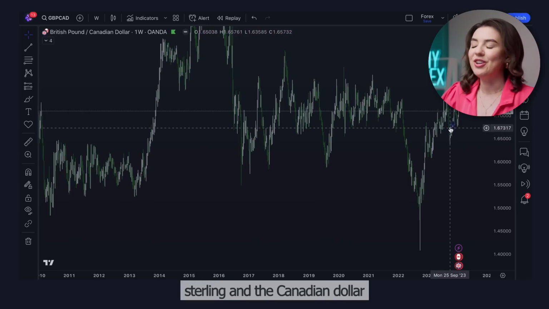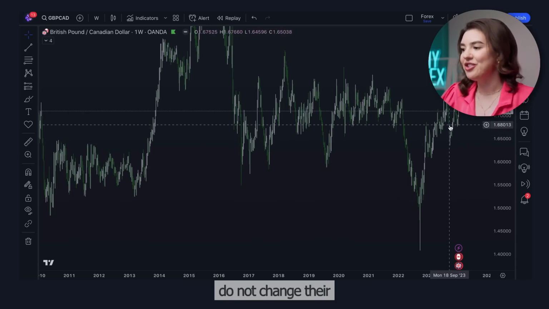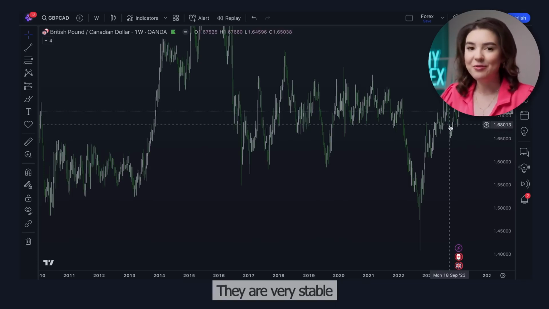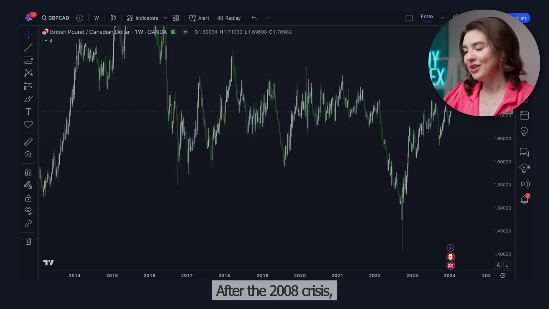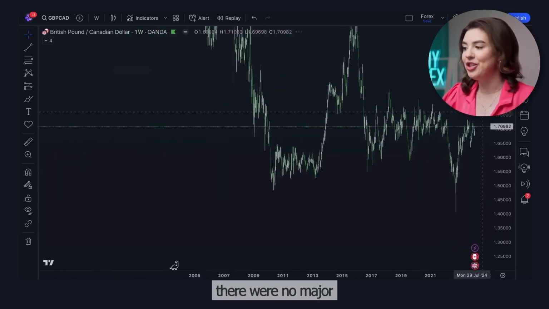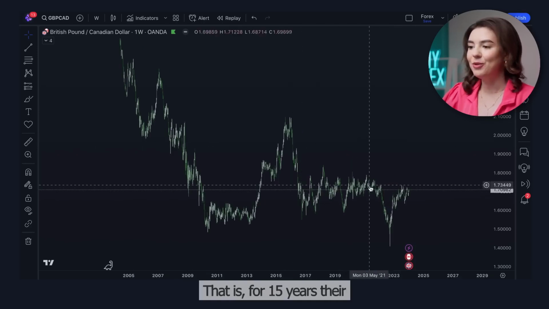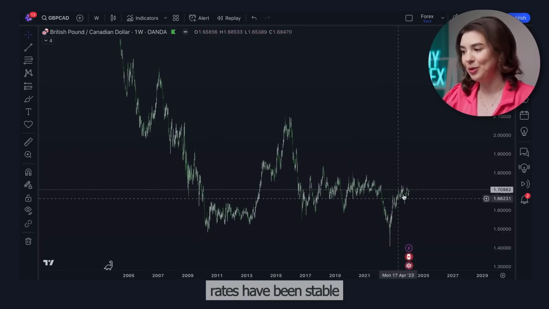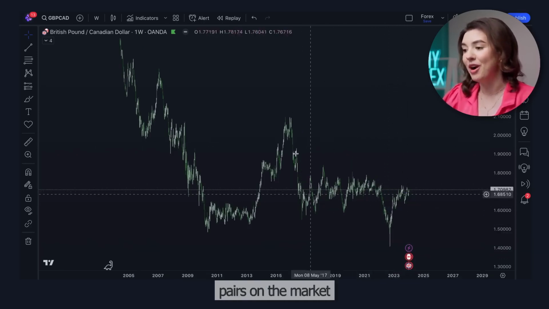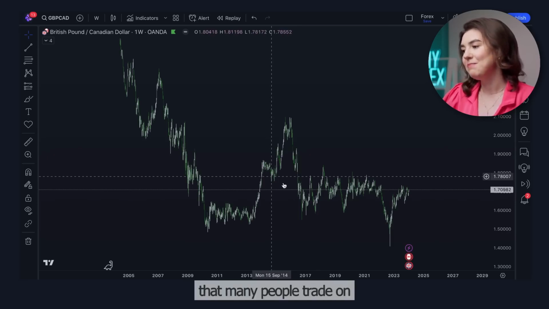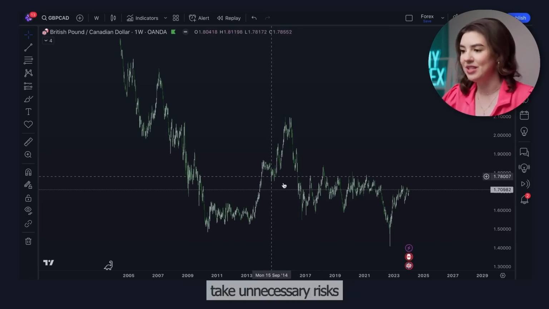The British pound sterling and the Canadian dollar do not change their value dramatically. They are very stable. After the 2008 crisis, there were no major changes in their value. That is, for 15 years, their rates have been stable compared to other trading pairs on the market. And this leads to the fact that many people trade on this pair, preferring not to take unnecessary risks.